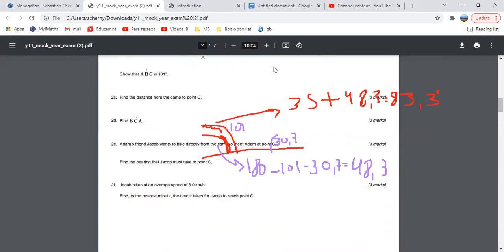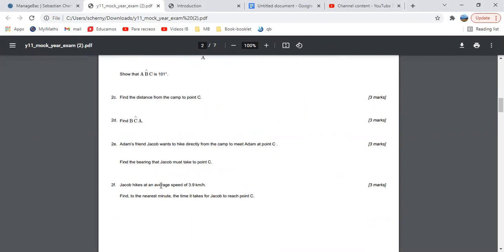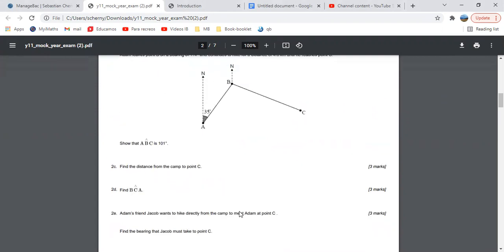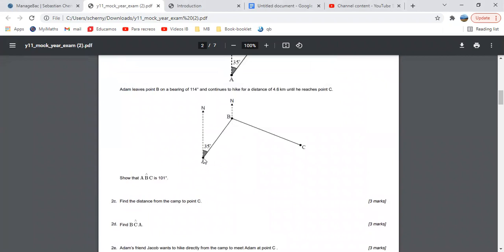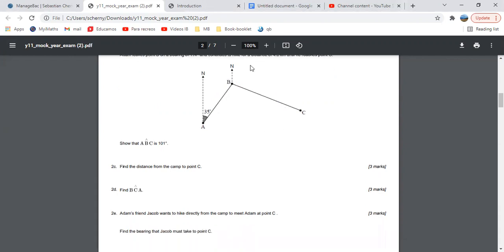And now to finish this very long exercise, Jacob hikes at an average speed of 3.9 kilometers per hour. Find to the nearest minute the time it takes for Jacob to reach point C. So here, what we just have to do is find the length of AC, which I think we already did, right? Yeah, in part C we already found the distance from the camp to point C, which I really don't remember because I didn't write that down, sorry. Let's say the measure of this is, I think, 6.05, but I don't remember.